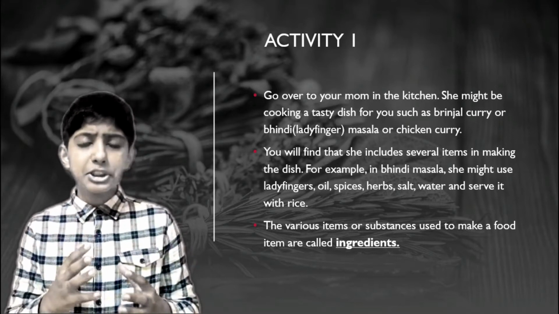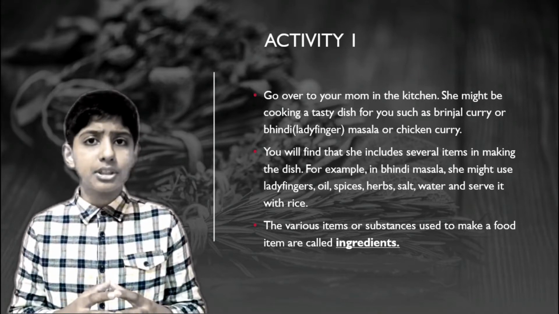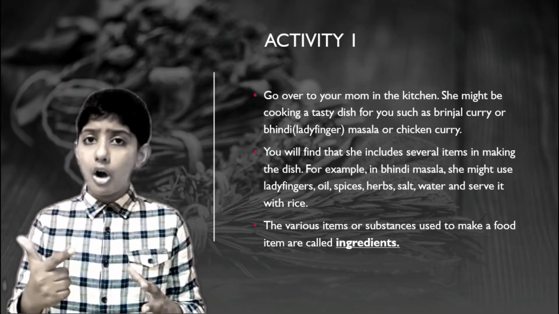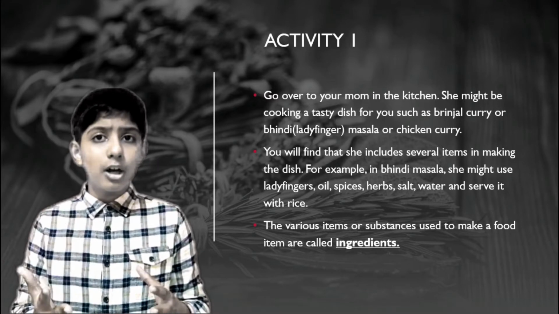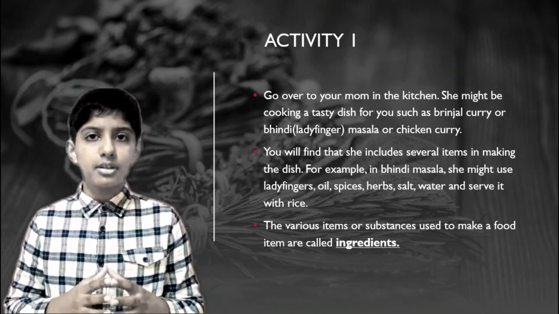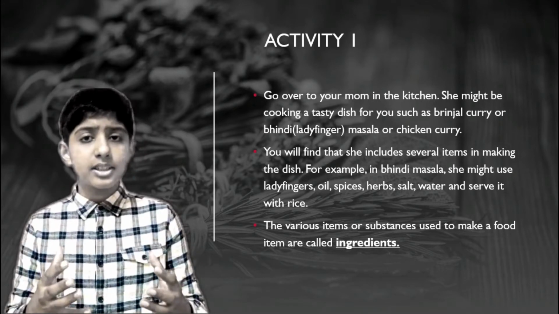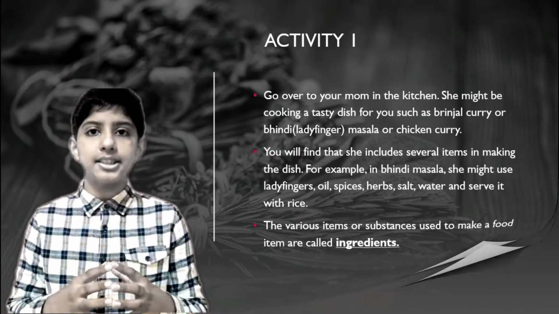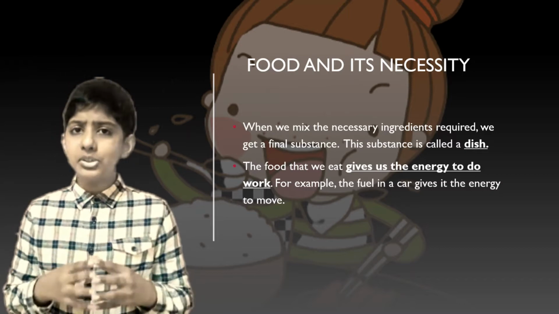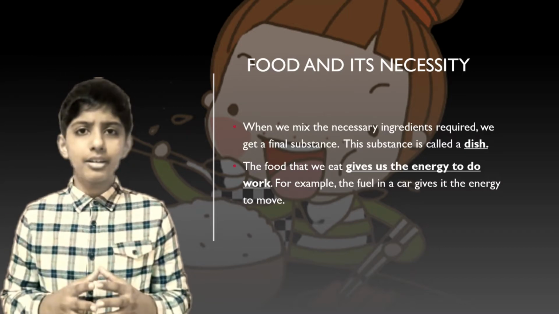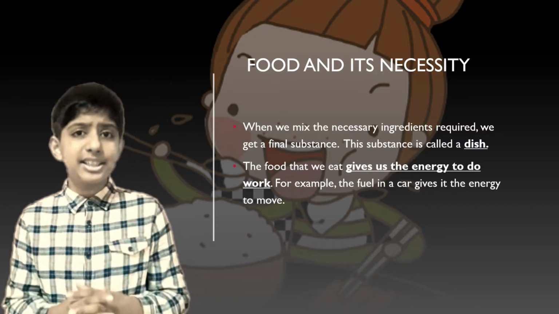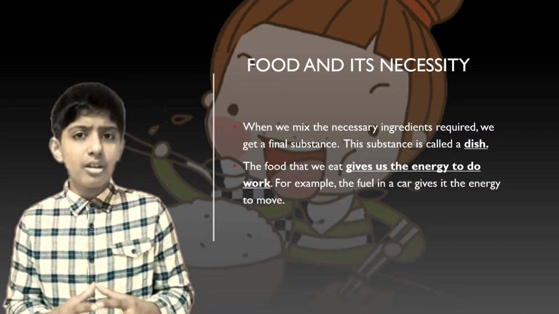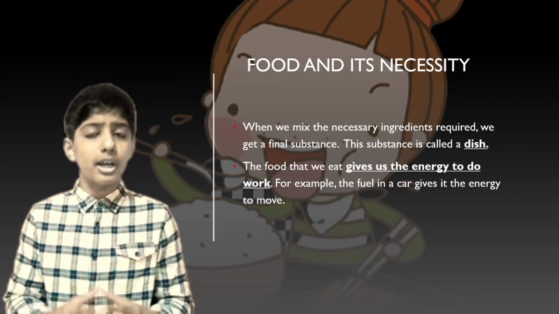But did you notice that she's adding various ingredients into the dish? For bhindi masala, she might be adding bhindi or lady finger, oil, water, spices, herbs and most importantly salt. Now, these substances or food items that she's adding together to make the dish are known as ingredients. Now, did you hear that I used the word dish? What does a dish mean? Well, when your mom mixed the necessary ingredients required in the bhindi masala, she got a final output, didn't she? Well, that final output is called a dish.